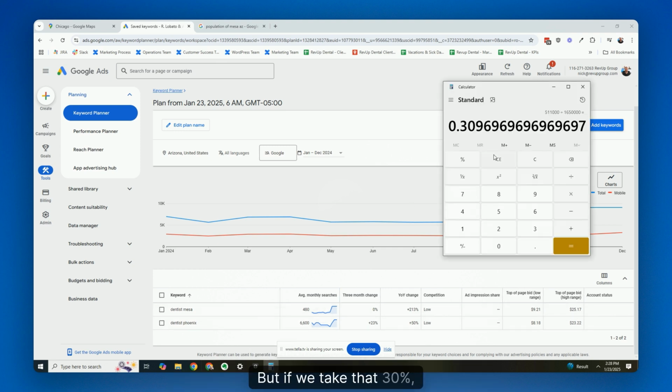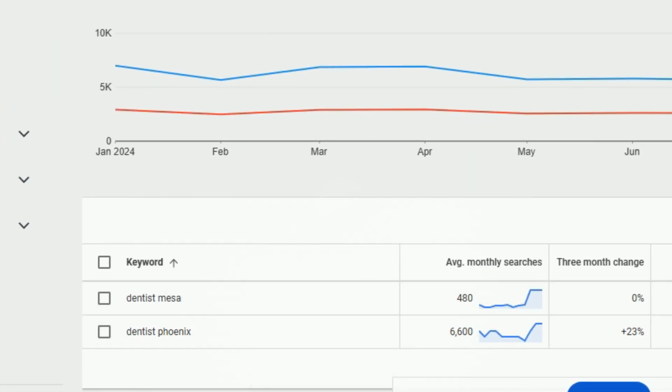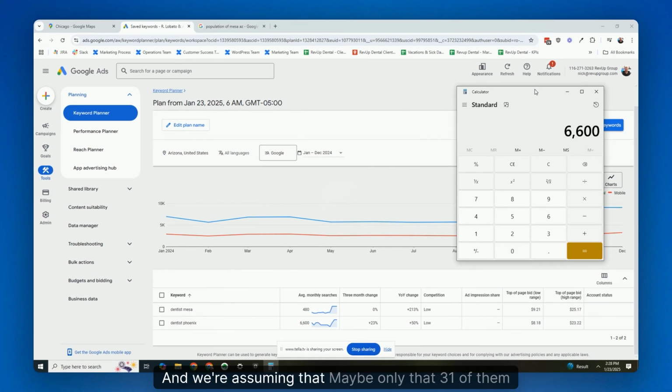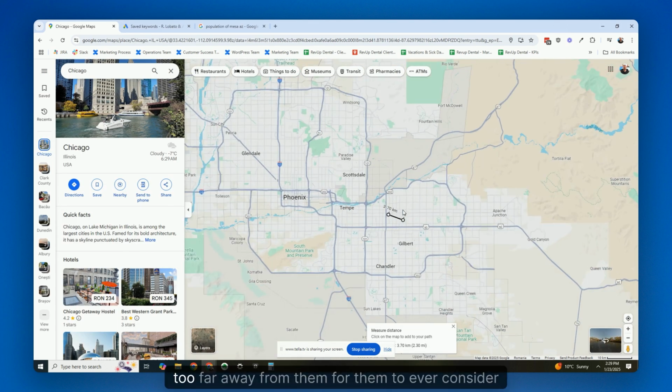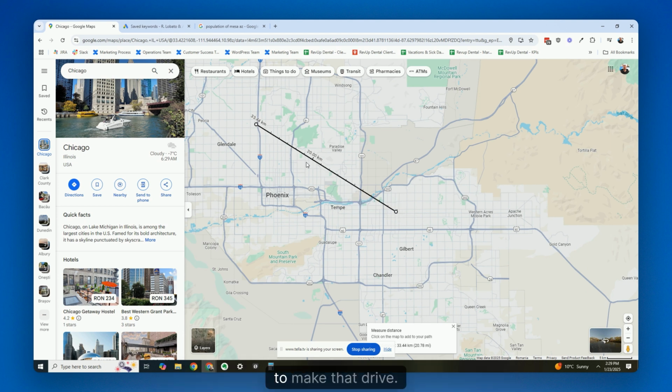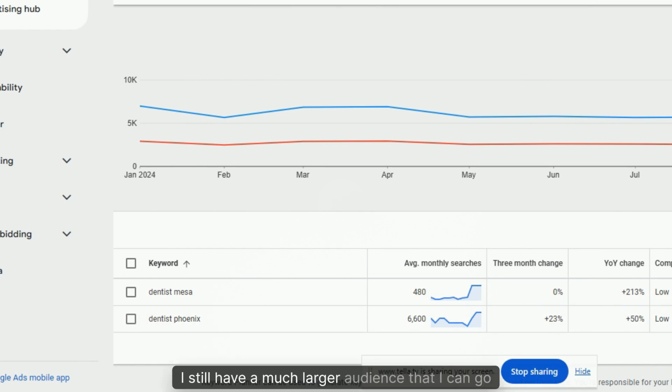But if we take that 30%, we say, okay, well, there are 6,600 people every month who search for a dentist in Phoenix, right? And we're assuming that maybe only that 31% of them might be in Mesa. That gives me a potential audience of just over 2,000 people that I could reach. Again, most who are searching, they're going to search and they might find my practice, and I might be too far away from them for them to ever consider to make that drive. And that's totally fine, because if 30% of the time they are located in Mesa, I still have a much larger audience that I can go after.